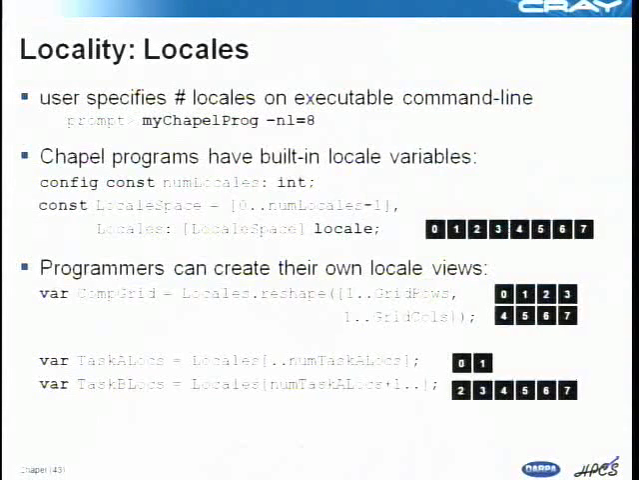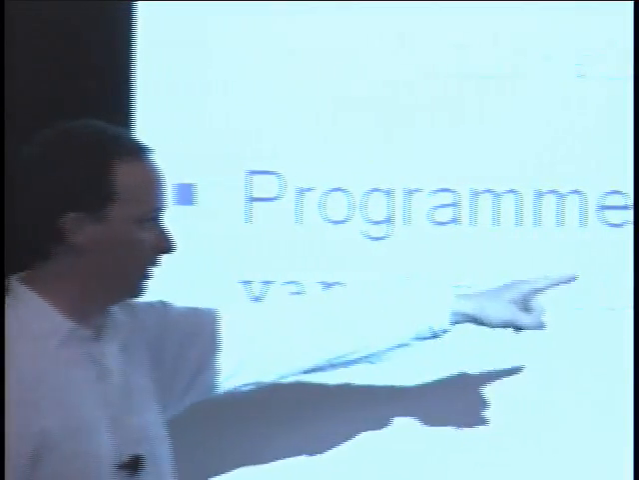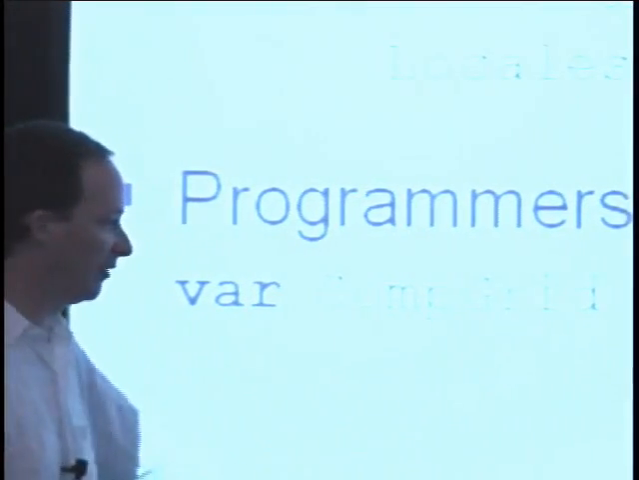You can't do a lot with these locales, but it gives you the ability to sort of talk about where things are running and where things should be allocated. Given this sort of initial array of locales, you can then create your own views of the locale set. For example, here I've reshaped it into a 2-dimensional set of locales. Here I've broken it up into 2 disjoint sets of locales that maybe I'm going to run different tasks on.